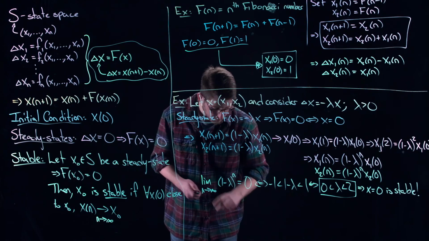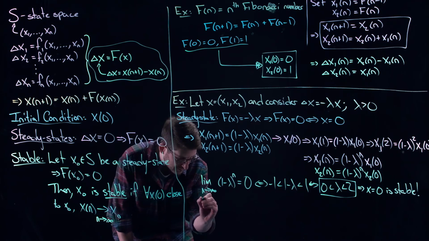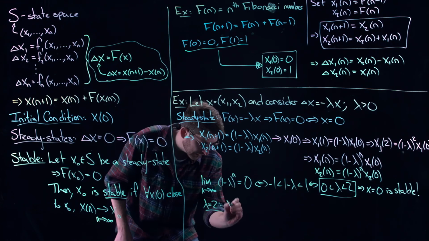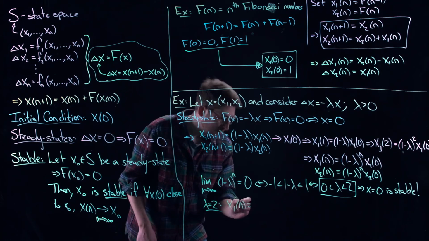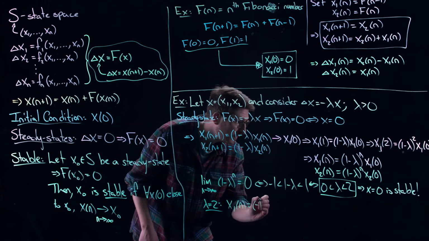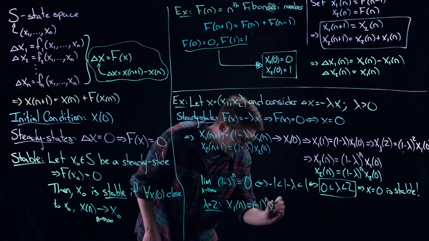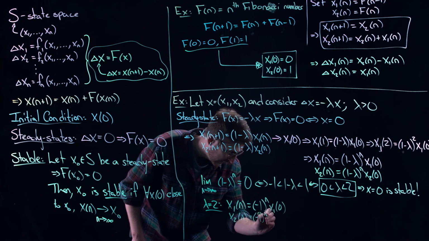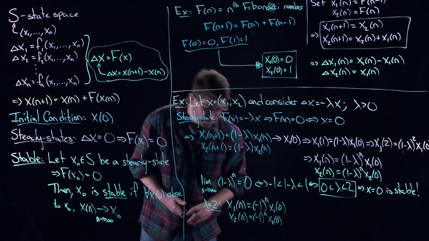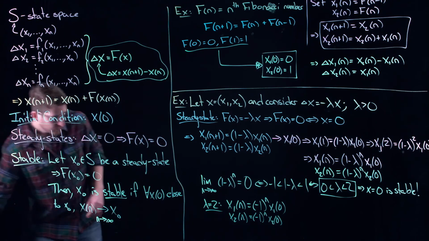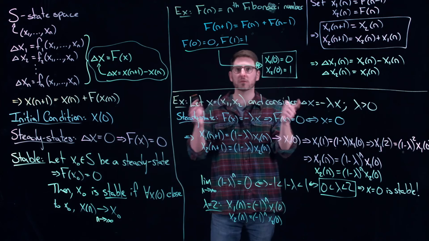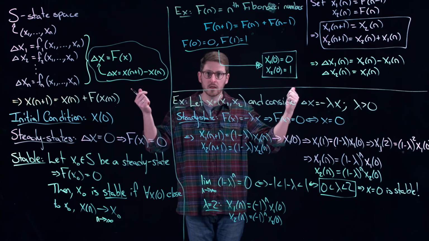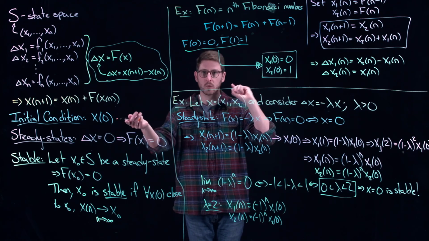So then you can actually think about what happens at some of the edge cases. Well, at lambda equal to 2, this gives me that x1 of n is equal to minus 1 to the n, x1 of 0. And x2 of n is equal to minus 1 to the n, x2 of 0. In this case, you never do anything. All you do is flip back and forth between plus and minus numbers. You don't get closer. You don't get further away. All you do is flip back and forth.